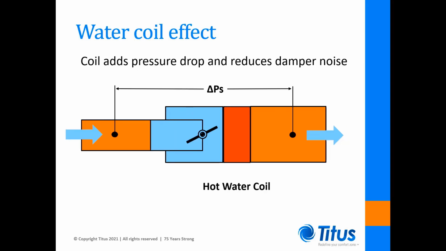How much noise does a water coil add to a single duct terminal? I don't see any mention of this in your literature. Well, here's the surprising answer. A water coil actually reduces the sound level of a single duct terminal. It does this by adding pressure drop to the unit, which lowers the delta PS across the unit.